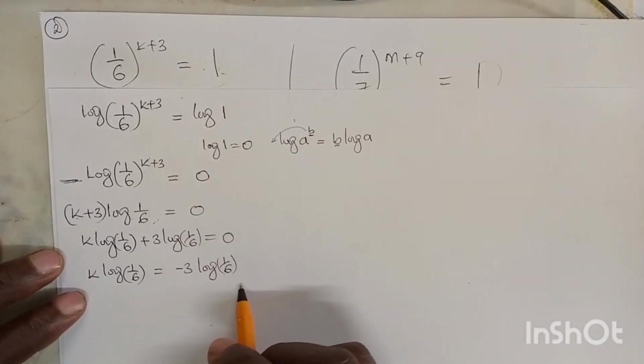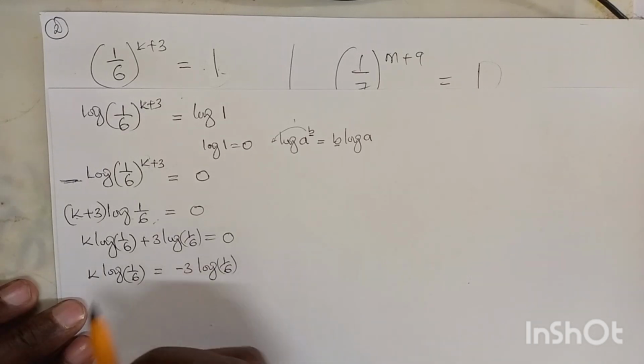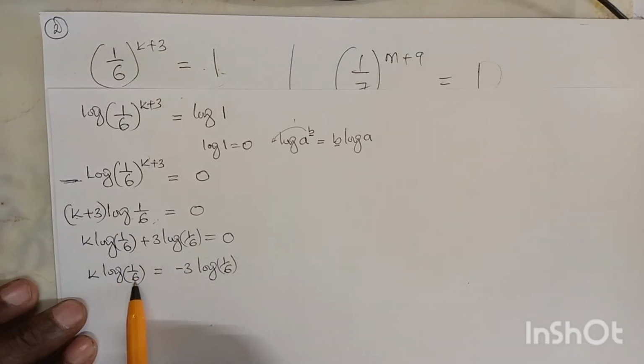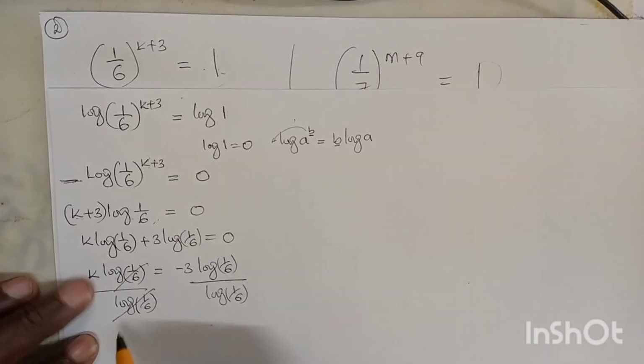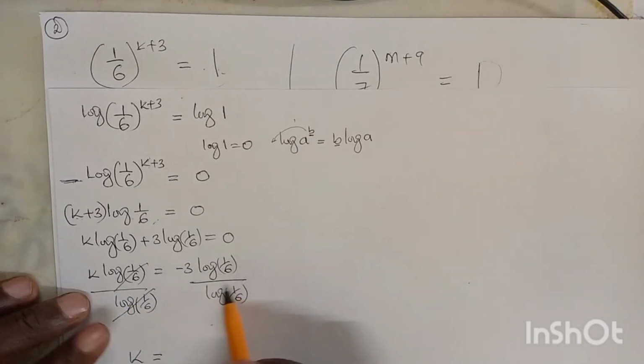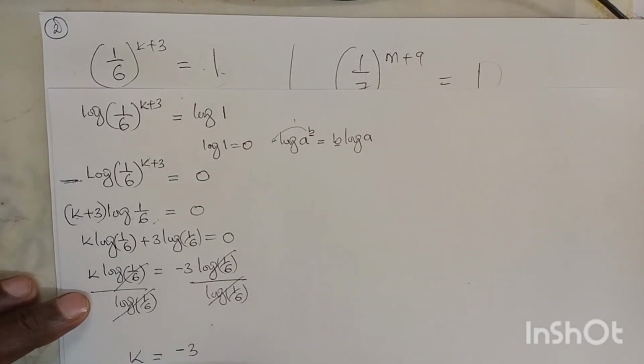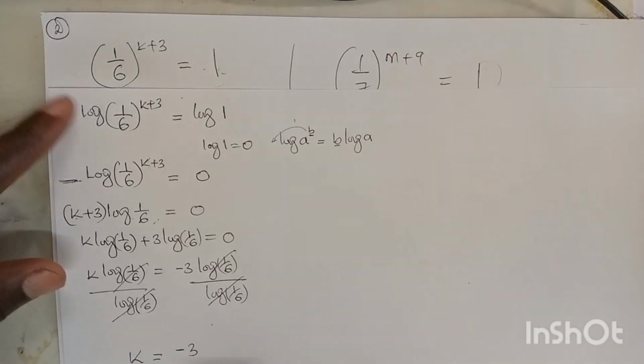After we have done that, we shall divide both sides by log 1/6. This one goes, and we remain with k equal to, and this one goes, we get negative 3. So k equals negative 3. I think that now makes it clear.